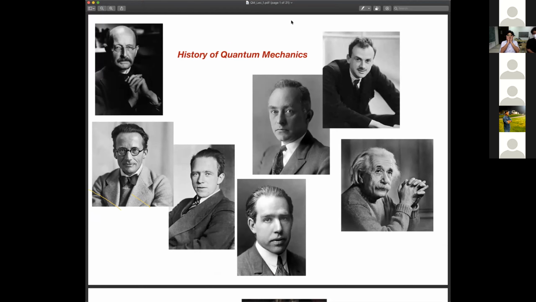Okay, so as I told you, this first lecture is going to be a run through of some of the important developments that led to quantum mechanics. And on the first slide that you see, there are some historically very important figures who played a very important and central part in the construction of quantum mechanics.